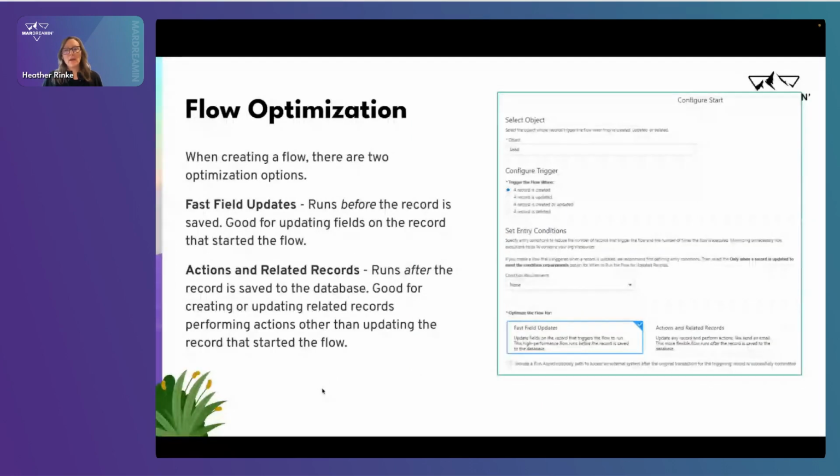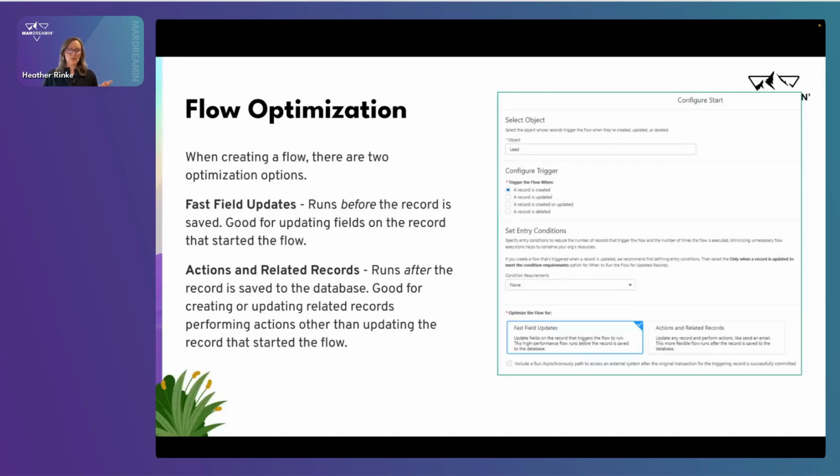The other element I'll mention on flow optimization is, when you're setting your start criteria, you want to determine how this is going to trigger, not just when it is, but also how it's optimized. So there are two options here: fast field updates, and actions and related records. You may also hear these referred to as before save and after save flows. So fast field updates will occur on the record that triggered it, and it will happen before the record is saved.